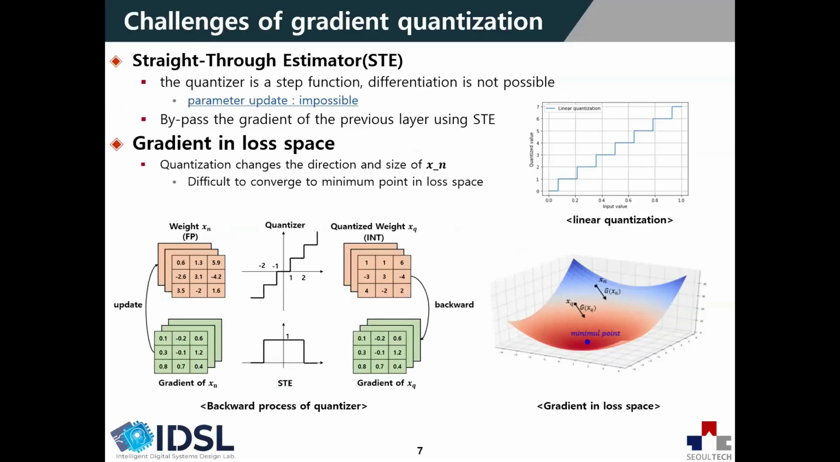Next are the challenges of gradient quantization. The quantizer is a step function, making it non-differentiable. This implies that parameter updates are not possible. Therefore, most prior studies use a straight-through estimator method that bypasses the gradient of the previous layer. Gradient is an important value for updating network parameters. Incorrect gradient quantization causes network divergence. Additionally, quantization alters the magnitude and direction in the loss space, preventing the model convergence toward the minimum point in the loss space.